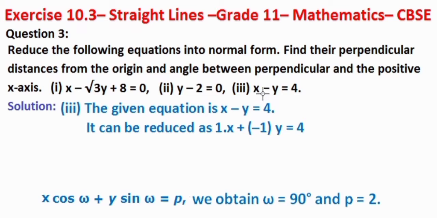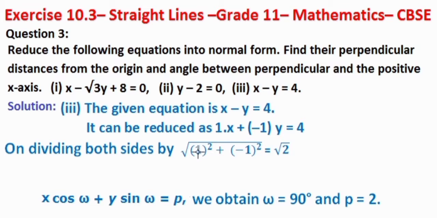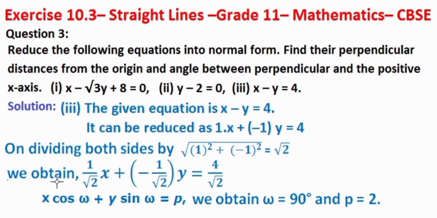Third question, this is x minus y equal to 4. So, x minus y, that we can rewrite as 1 times x plus minus 1 times y equal to 4. Okay. Here what do we get? The square root of the sum of the squares of the coefficients, the x coefficient square plus the y coefficient square. Square root of 1 square plus minus 1 square is equal to root 2. So, dividing by root 2 on both sides, what do we get? 1 by root 2 x plus minus 1 by root 2 y equal to 4 by root 2.